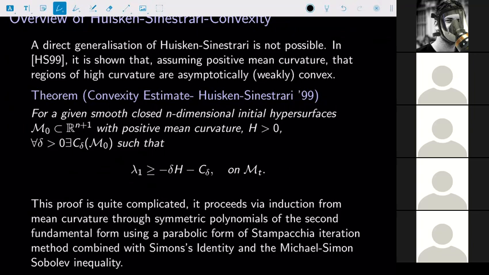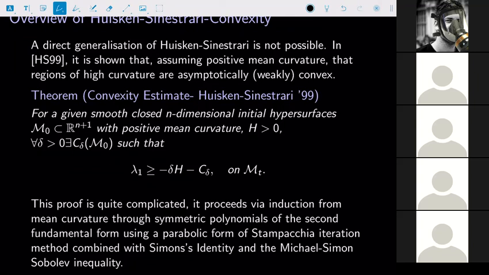Yes, it does. Okay. So here we want to prove Huisken-Sinestrari, and therefore we need to look at the proof of Huisken-Sinestrari. What do we need to prove the existence of the mean curvature flow with surgery? The main estimate is actually the convexity estimate. Assuming positive mean curvature, you show that regions of high curvature are asymptotically weakly convex.